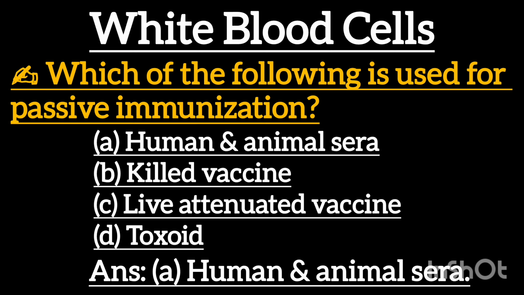Next one: which of the following is used for passive immunization? Option A, human and animal sera. Option B, killed vaccine. Option C, live attenuated vaccine. Option D, toxoid. Correct answer is option A, human and animal sera.